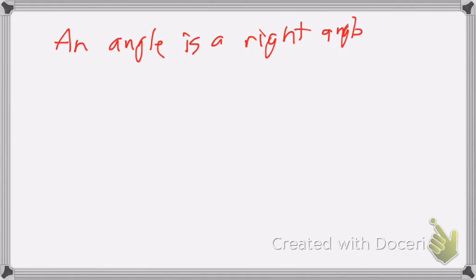Hope that made sense. Moving on. We're going to look at number 17. 17 states, an angle is a right angle if and only if it measures 90 degrees.